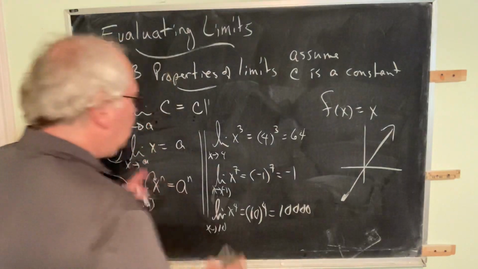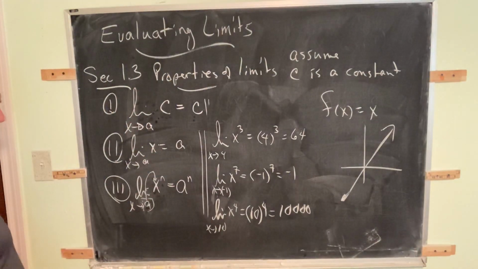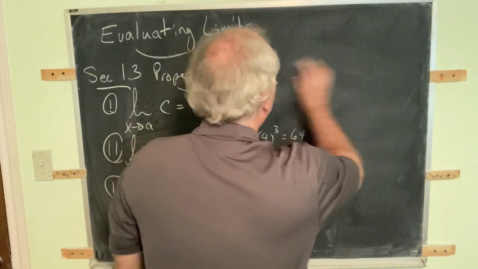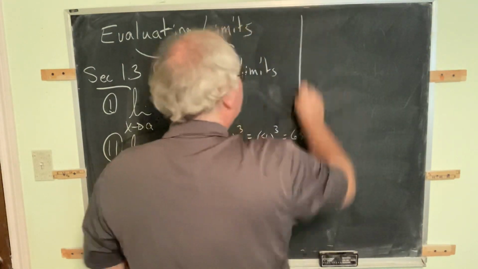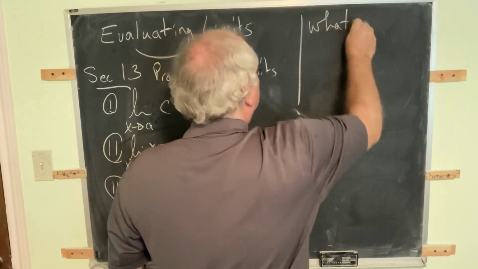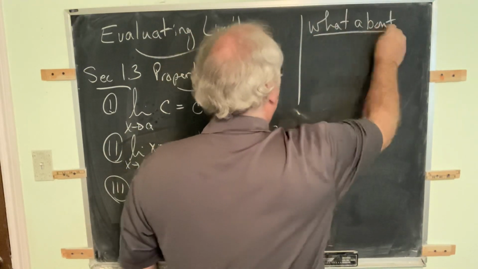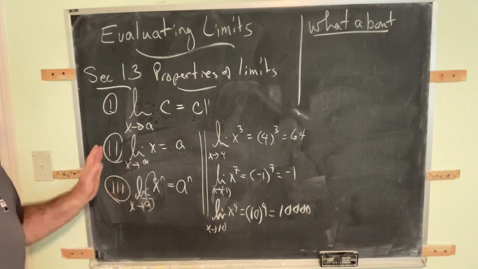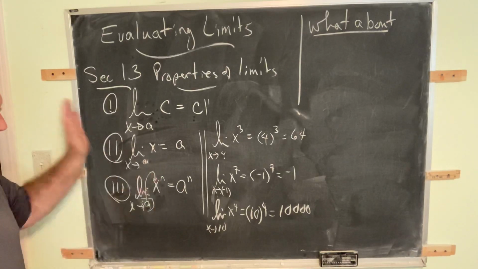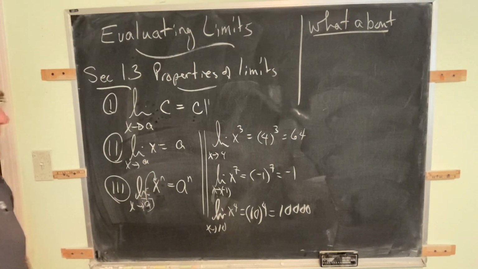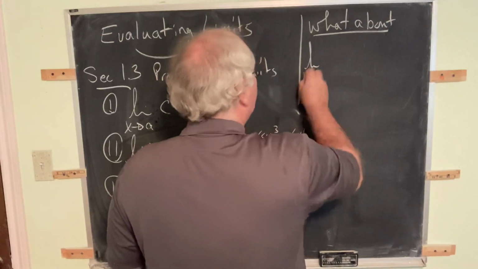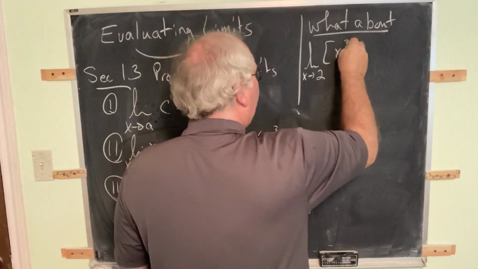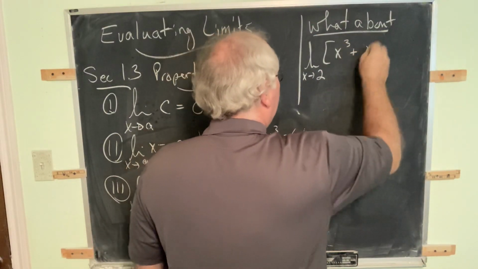Now, that's okay as far as it goes, but we have not addressed a few other questions. What about something like this? Notice there's not a plus sign in sight anywhere here. There's not a plus sign, there's not a multiplication sign anywhere. So what if we said this? What is the limit as x approaches, let's say, 2 of x to the third plus x to the 4th?